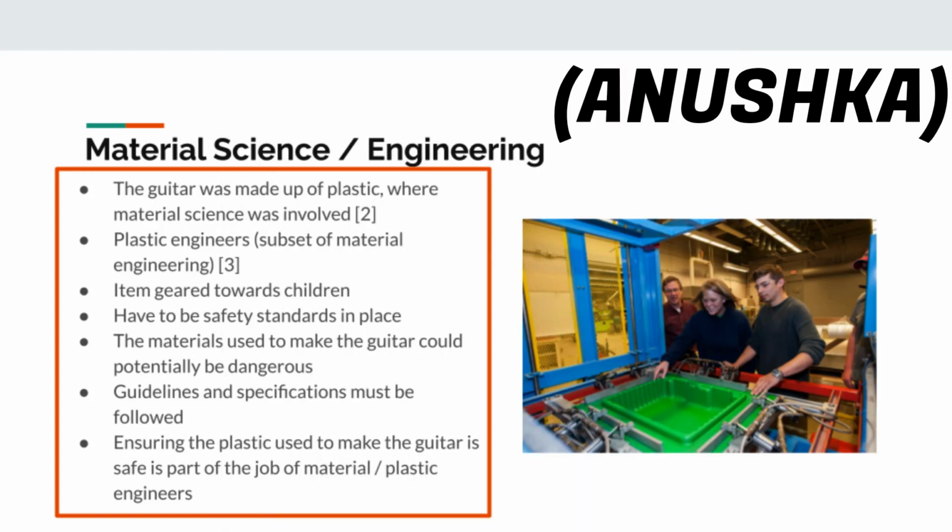And essentially, a plastic engineer's job is to develop the specific type of plastic to be used for the guitar, and it must follow the safety guidelines in place to ensure that it won't cause adverse effects. And ultimately, a material/plastic engineer's job doesn't include just designing or making the plastic, but it also means ensuring safety.